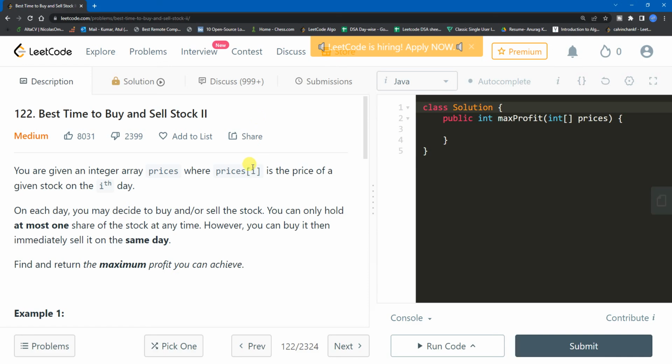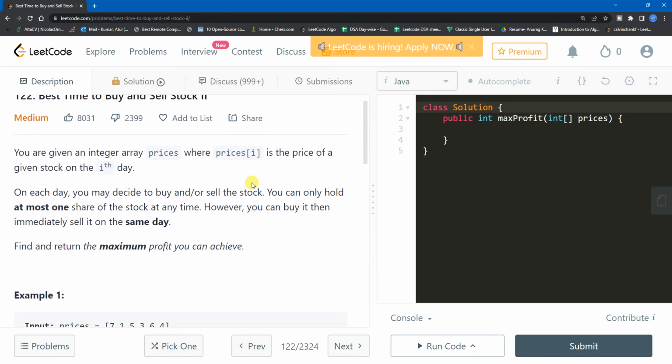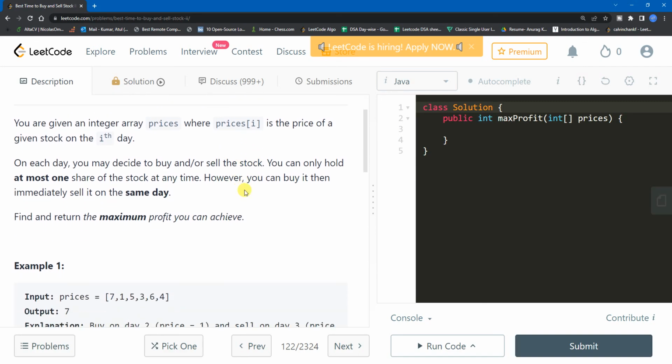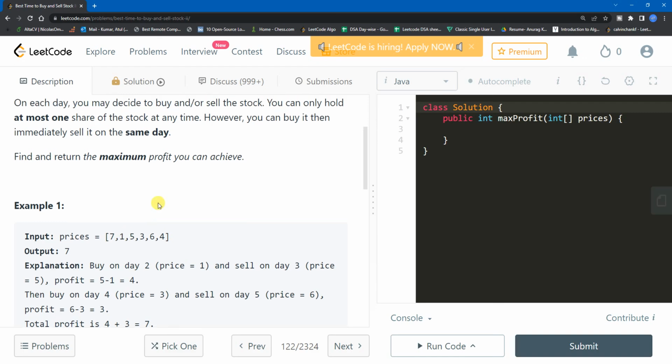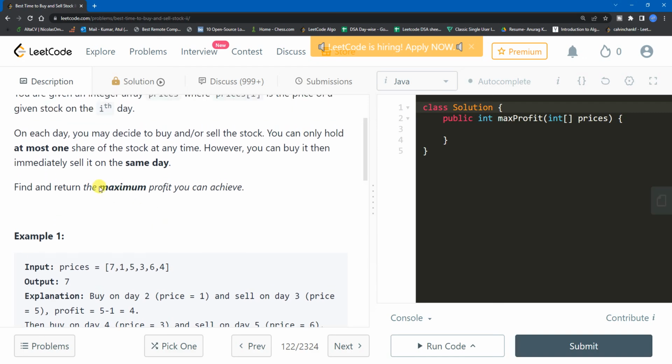So again, what is the problem statement? Here we have a prices array like the previous problem, and it is basically an array of stock prices. For different days we have different stock prices. Suppose for day 1 we have a stock price of 7, for day 2 it is 1, and for day 3 it is 5. And we have to find the maximum profit.